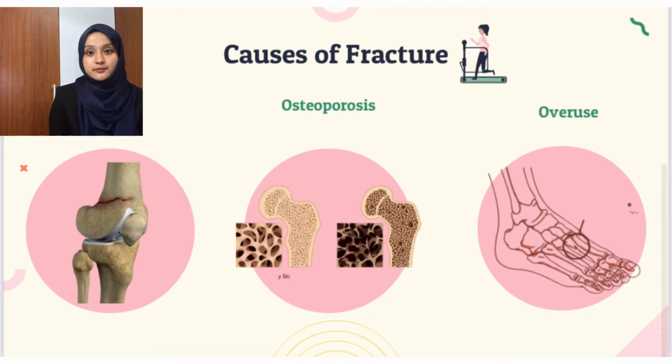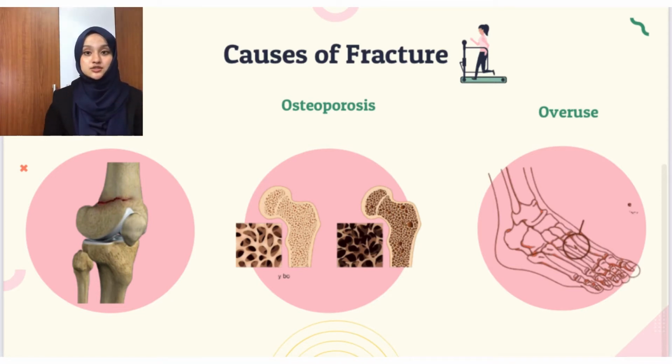In my part, I'm going to talk about the causes of fracture. There are 3 causes of fracture in this slide. The first one is trauma, then osteoporosis, and overuse. For trauma, broken bones happen to people of all ages. Most often, they occur as the result of an automobile accident, fall, or sports injury. It is often considered a traumatic injury, because the injury requires fast treatment.